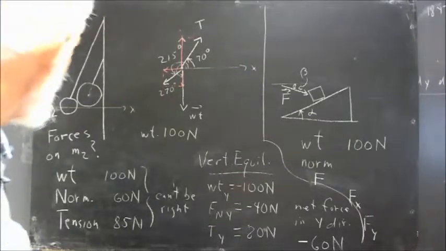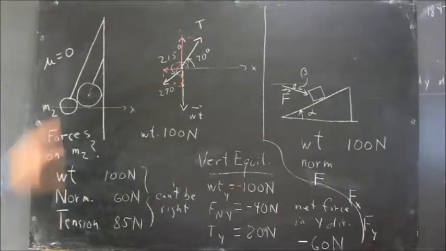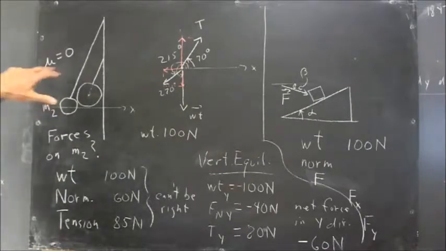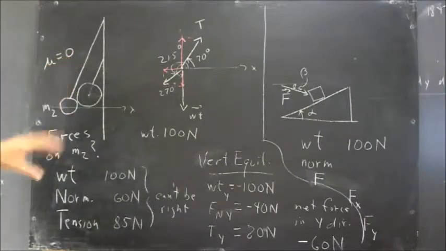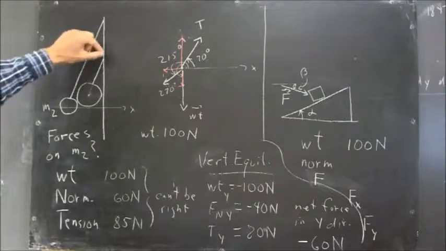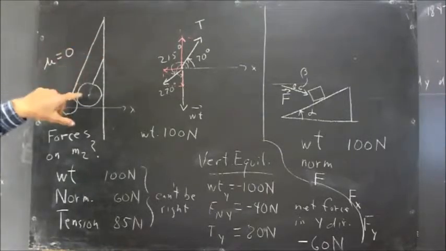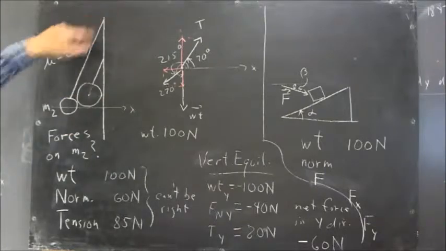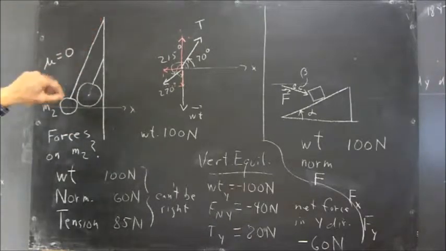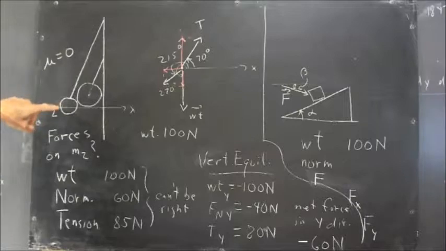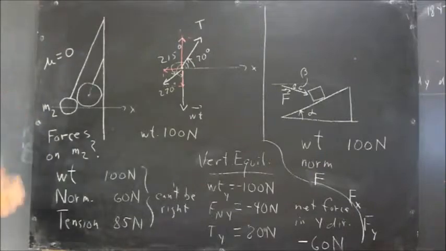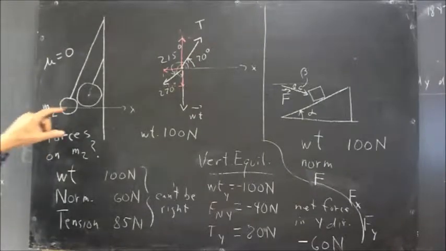Reviewing today's class, we considered a couple of situations. The first one being a situation where the coefficient of friction everywhere is 0. We have a ball suspended from a thread resting against a wall, another ball suspended by another string in contact with the first ball, and we want to know what the forces are acting on the second ball.